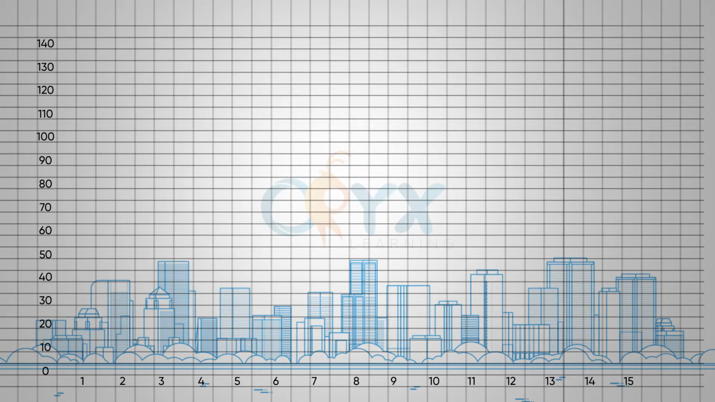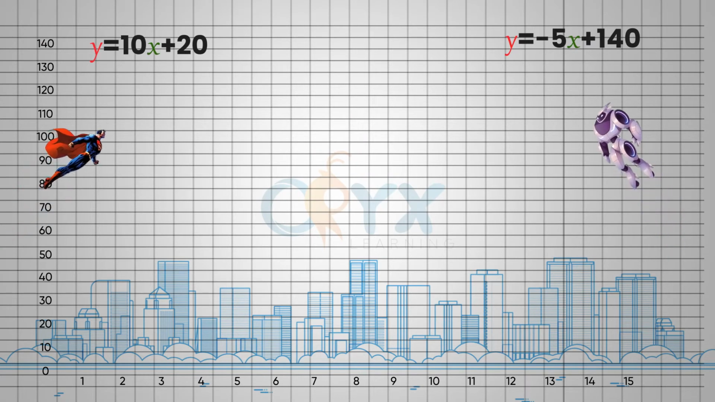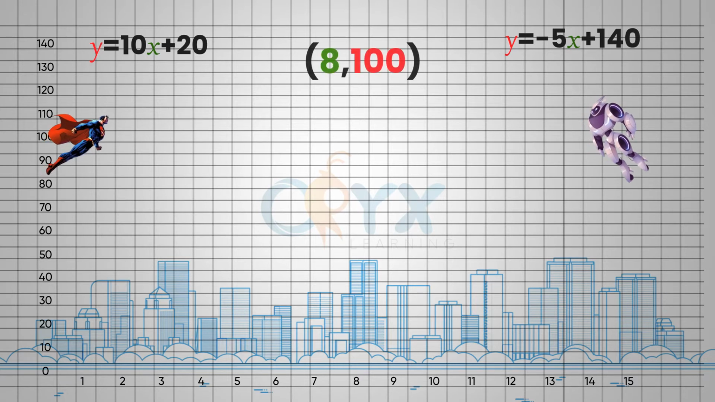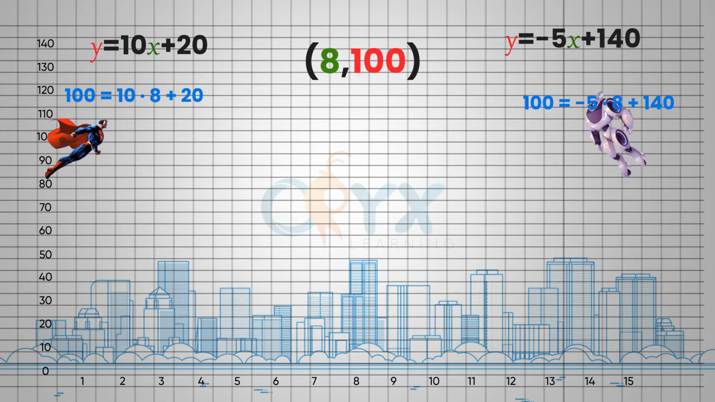Now let's take those equations and make sure that the solution satisfies both of the equations. So back to our original equations here, we have y equals 10x plus 20 and y equals negative 5x plus 140. They appeared to intersect at the point 8, 100, so let's check our work. If I substitute in an 8 for the x in both equations and 100 for the y in both equations, that should satisfy both equations.